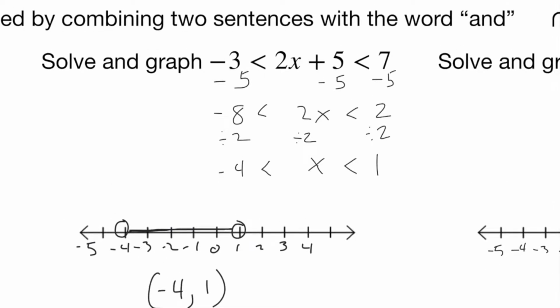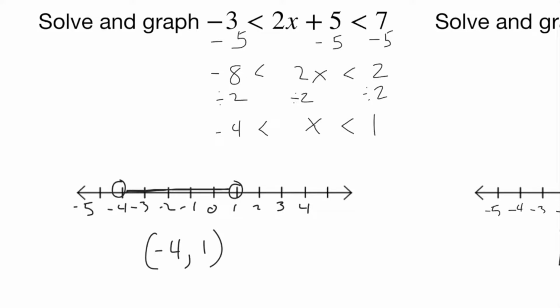Solve and graph -3 is less than 2x plus 5 is less than 7. Well, you can subtract 5 from all 3 parts of this number sentence. And when you do, you get -8 is less than 2x is less than 2. Divide all the terms on all the sides by 2, and you get -4 is less than x is less than 1. Graphing these points, we put an open circle on -4 and an open circle on 1, and so then we can describe all these points in interval notation as (-4, 1).